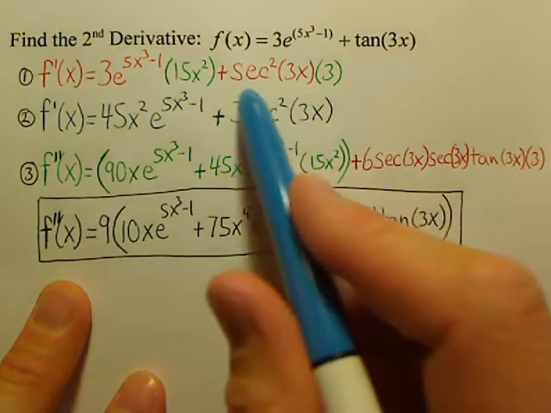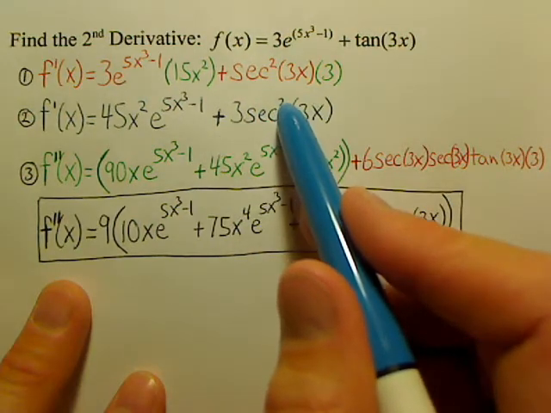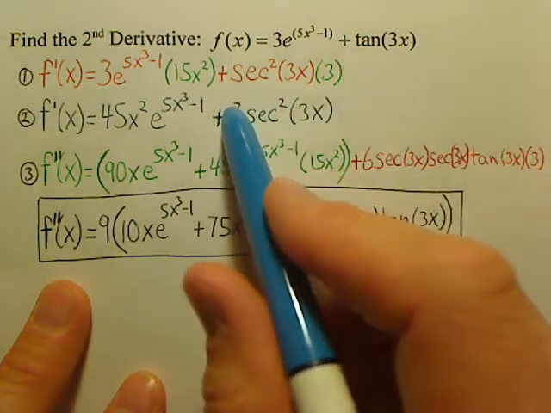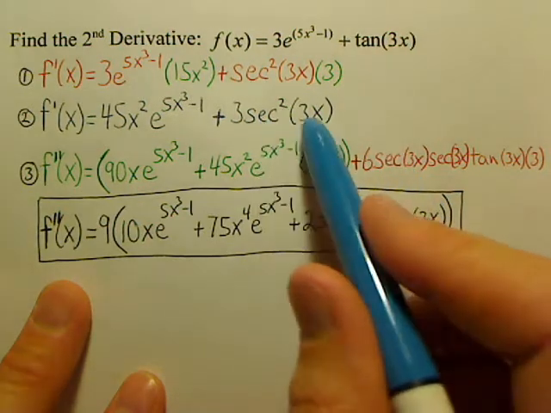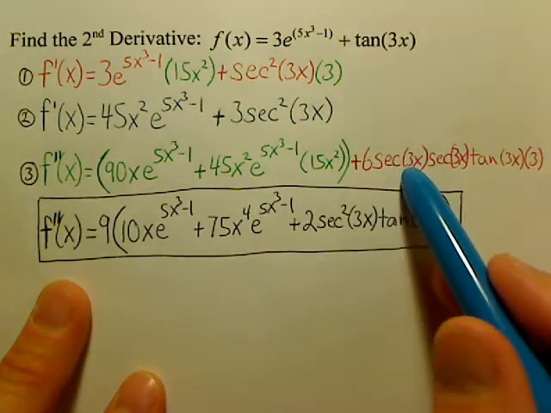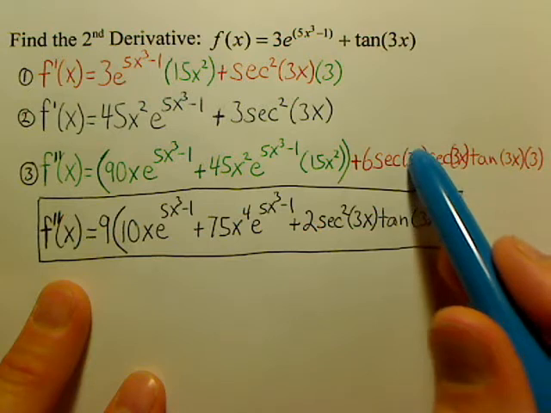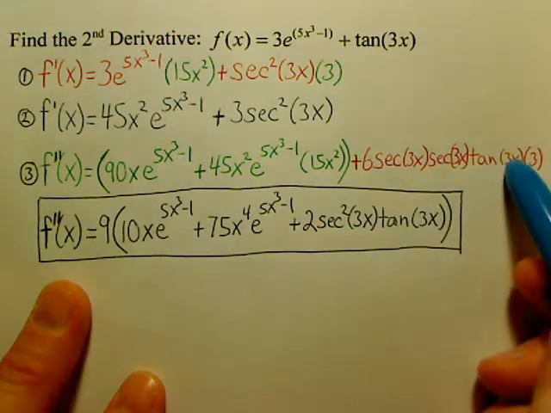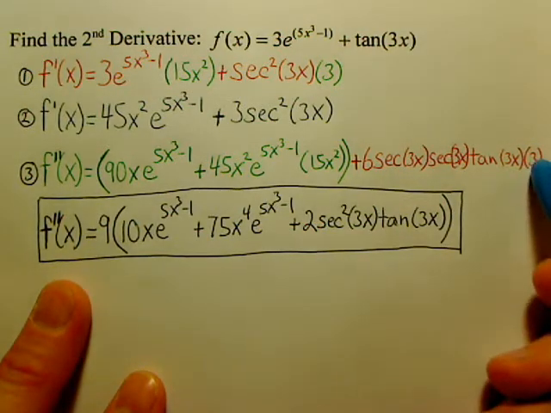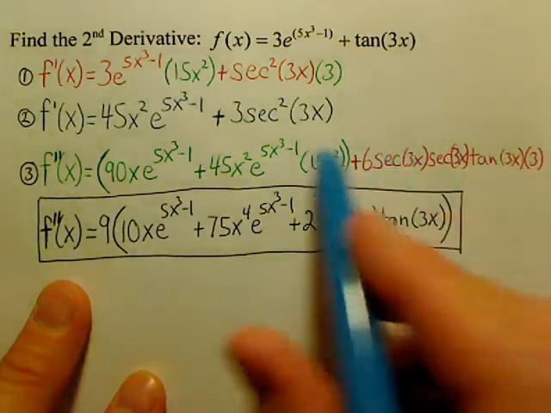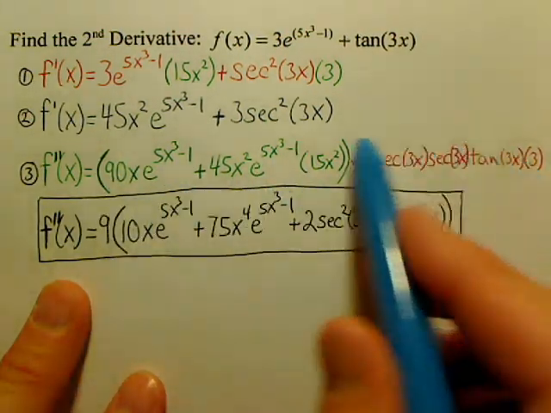So again, the 2 goes out front, drop the power by 1, so it's a 1 power, so 2 times 3 is 6. Leave the secant to the 3x, and then you take the derivative of secant 3x, which is secant tangent, leave the insides. I'll derive the insides, multiply by it. Really ugly. There's my really long derivative.